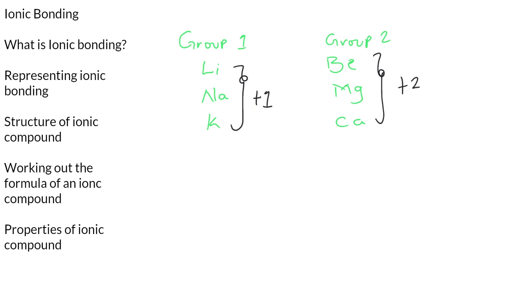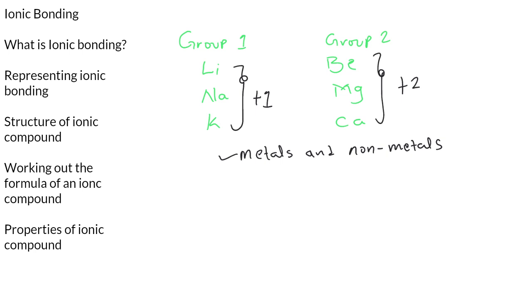They are losing 1 electron for group 1 and losing 2 electrons for group 2. Now, how are we going to define ionic bonding? We define ionic bonding as a form of bonding that exists between metals and non-metals. That's the first thing you should keep in mind.